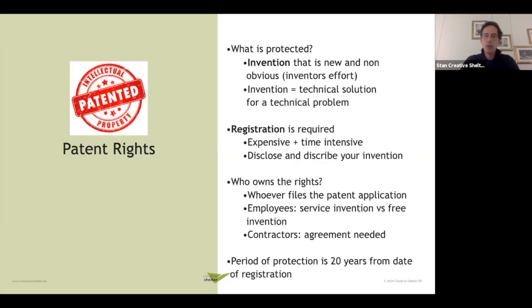I have one slide per intellectual property right. It was quite a struggle to condense the information to this one slide. I will start with patent rights. Patent rights are one of the most well-known, I guess, and what they protect is an invention. An invention is a technical solution for a technical problem.